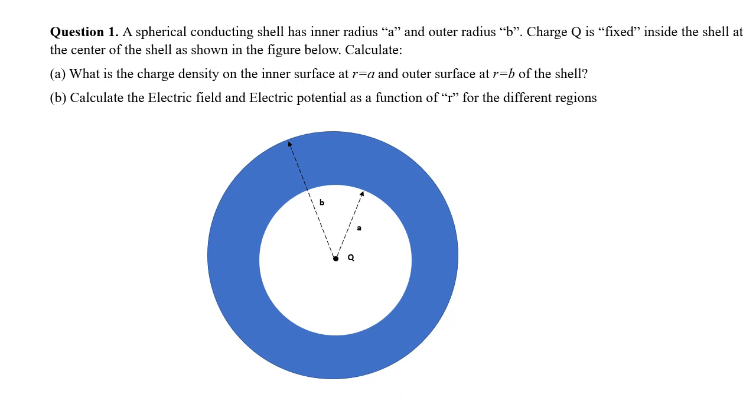Let us take a look at our first example. We have a charge Q placed right at the center, surrounded by a conducting shell of radius A and B. These are spherical shells. And the first question is asking you what is the charge density at r equal to a and r equal to b.